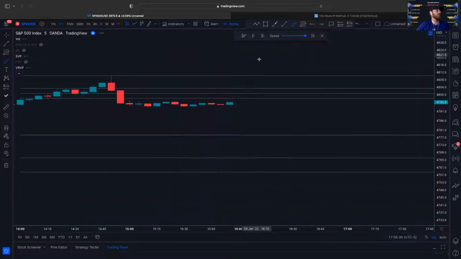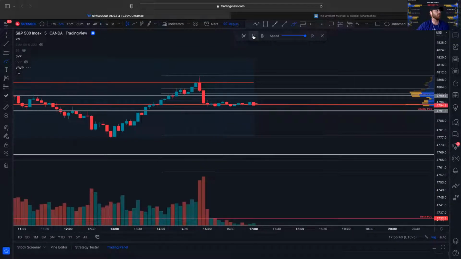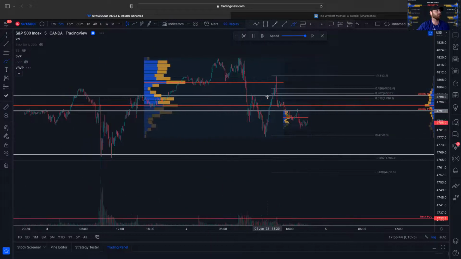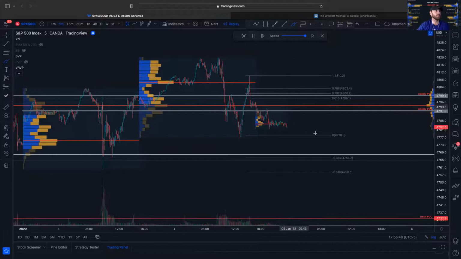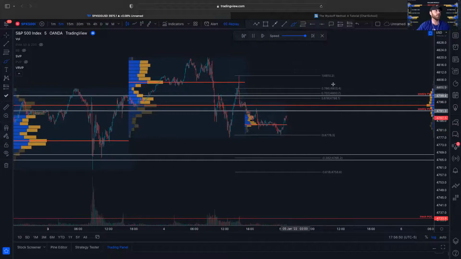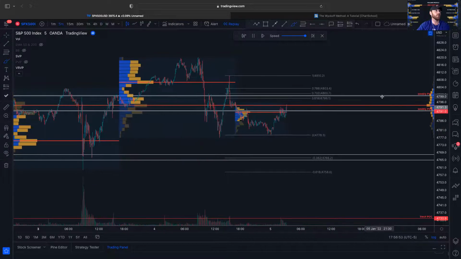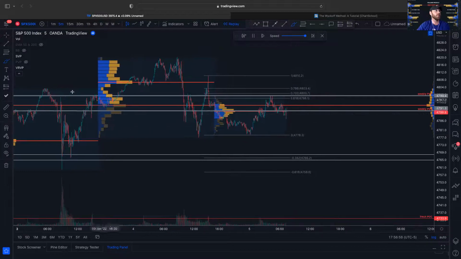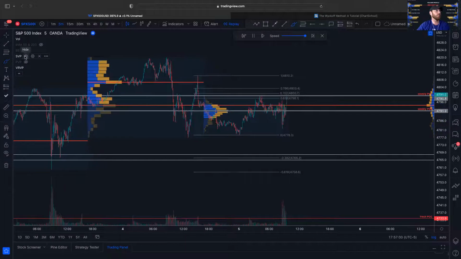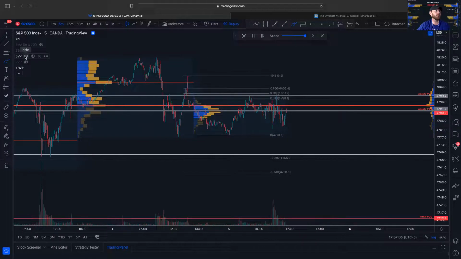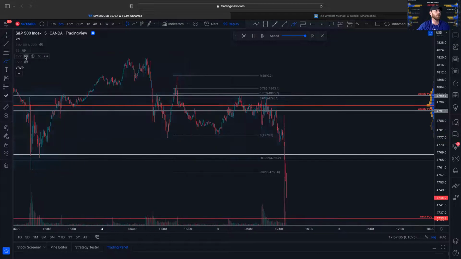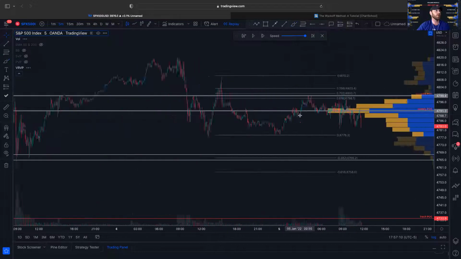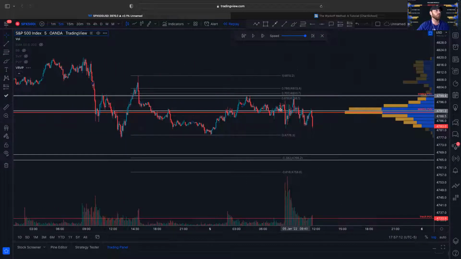So let's go back to the 5-minute. We know what happens here. We get a breakdown. It comes back to our fib on a weekly POC, holds. Oh, damn. I was looking to play stuff. So we're not there yet. We're not there yet. Okay.